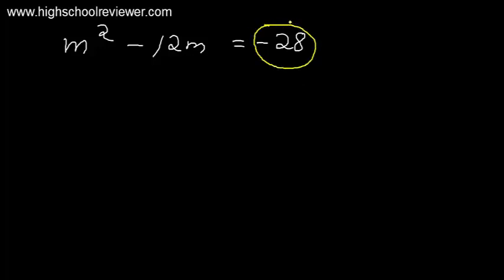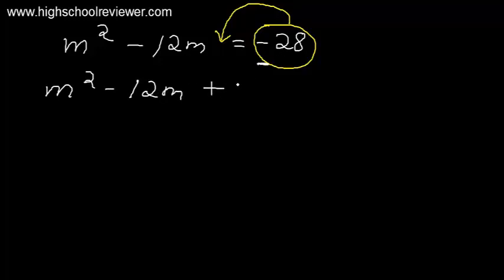Solving quadratic equations by quadratic formula. Our given, we have m squared minus 12m equals negative 28. So to solve this quadratic equation by quadratic formula, we first need to transpose all the terms to the left side. So we need to transpose negative 28 to the left. Transposing, we will have m squared minus 12m. If we transpose negative, this will change sign. This will become positive 28 equals 0.